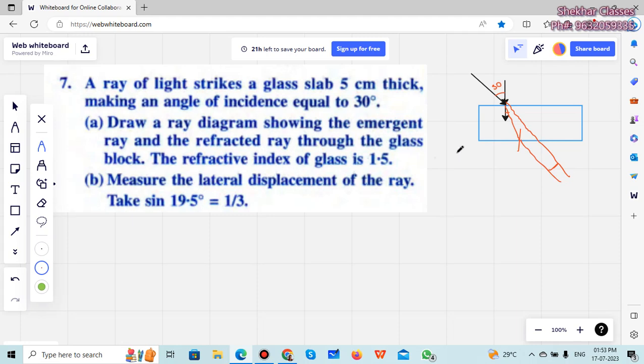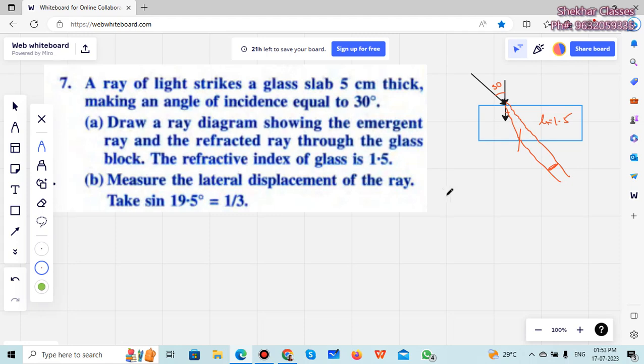block. Refractive index of the glass is 1.5. This is 1.5, mu. Fine. So measure this lateral displacement. Okay, they have given, take sine 19.5 is 1/3. So we have to measure this distance. This is basically a diagram which you have to draw. So before we draw, we need to know what angle it will be.